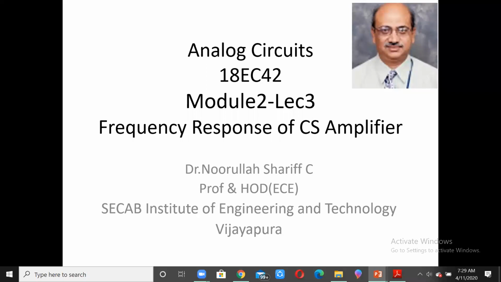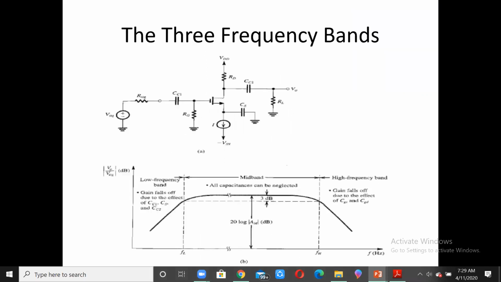Good morning. This is Unlock Circuits 18EC42 Module 2 Lecture 3 Frequency Response of CS Amplifier. So this is part 1 of the lecture where we will consider the three bands of the frequency response and also the high frequency response. In part 2 we will discuss the low frequency response of the CS amplifier. So first, the three frequency bands which we will consider over here.